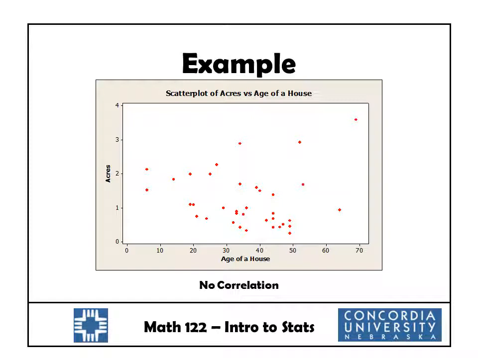And so in this case, we'd say that those two variables have no correlation, meaning that as age increases, we really can't say anything about the acres. It doesn't tend to increase or decrease or do anything else.